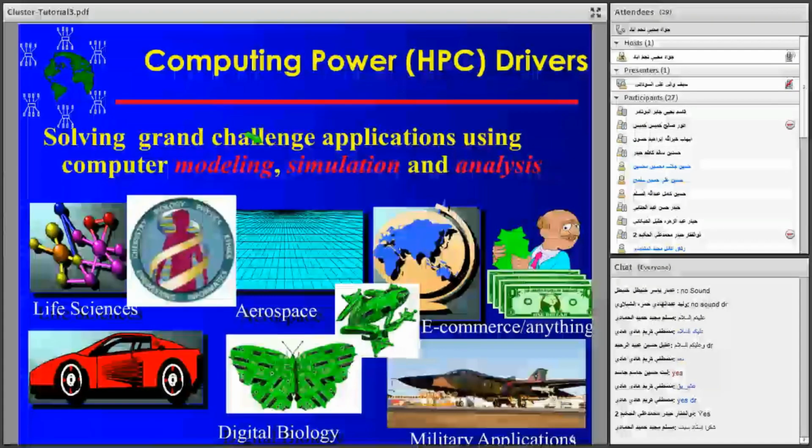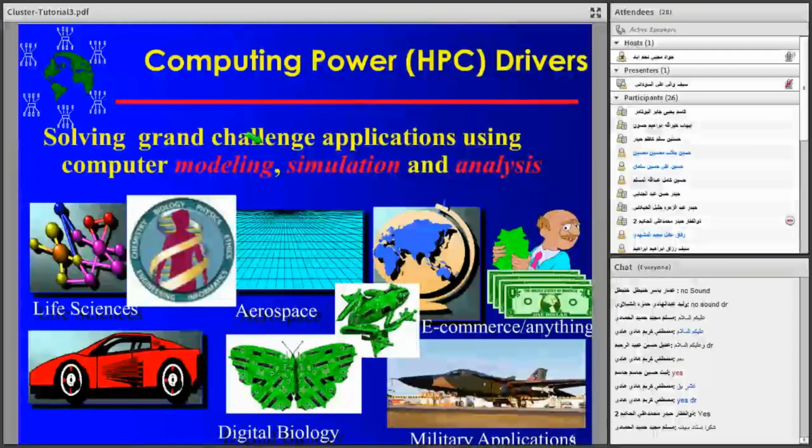These applications need a special computing power driver, because they need to execute on special systems. I'm going to talk about the distributed systems, so I'm going to talk about some definitions toward the distributed systems.